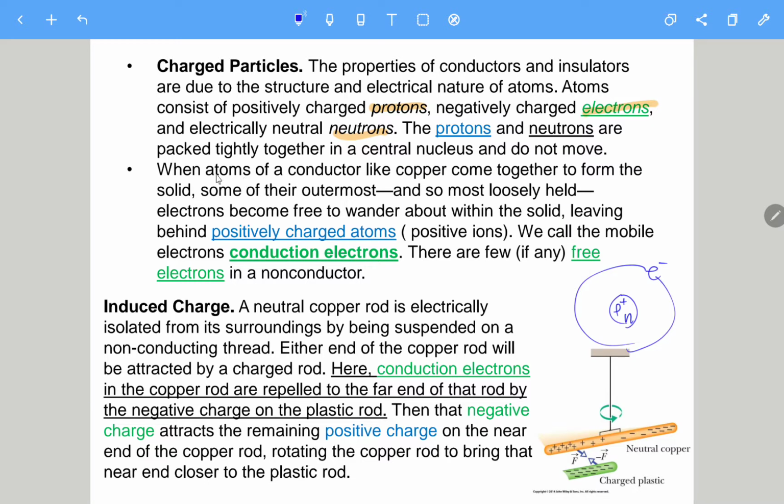Okay, so for a conductor like copper, the atoms come together to form a solid. Just like some types of metal, like copper, maybe you have a cube there, and then you have many copper atoms.